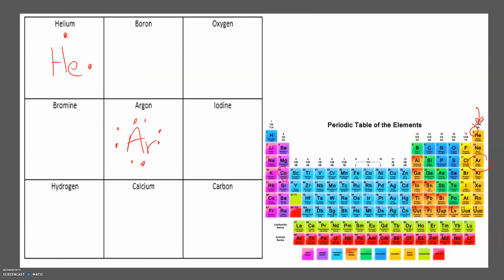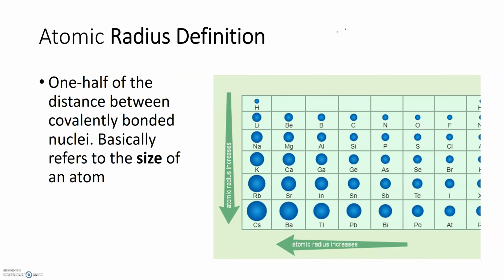And let's do one more. Let's do oxygen. Okay, oxygen. Oxygen is over here in group 6. So that tells us that oxygen has 6 valence electrons. 2, 3, 4, 5, 6. Remember, each side gets one before you give them a buddy.